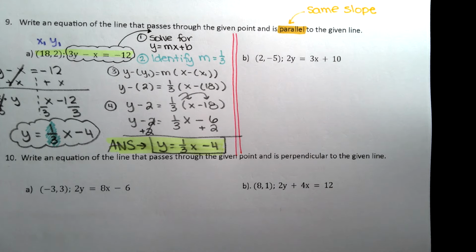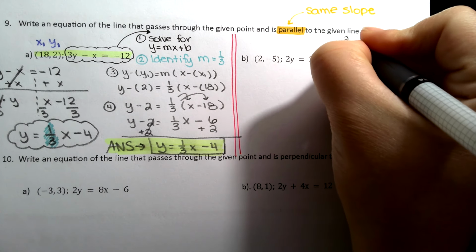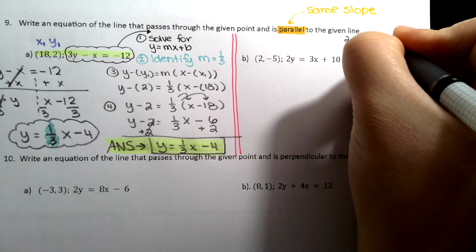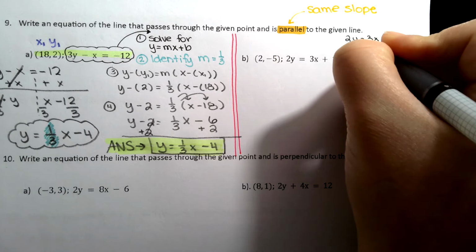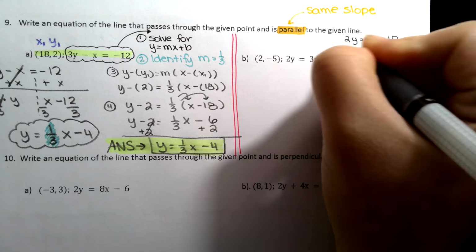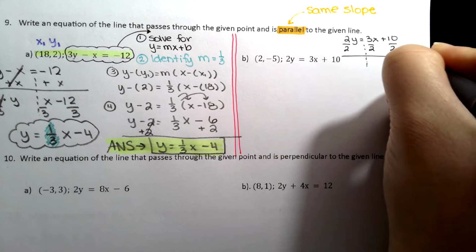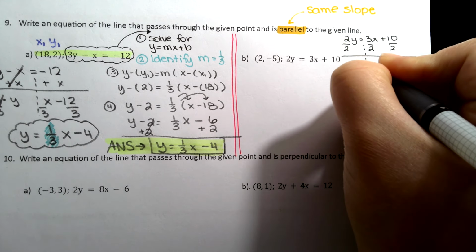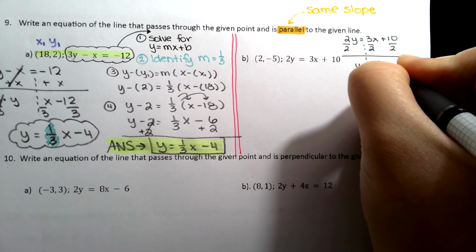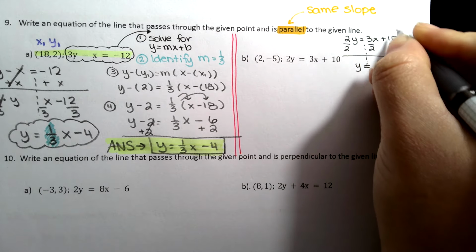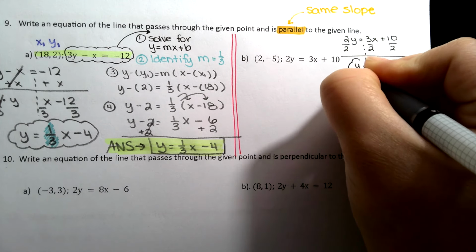We want the same slope, so we're going to use the same slope. And we're going to continue. Step number 1, we want this in y equals mx plus b format, which is your slope-intercept form. We got 2y is equal to 3x plus 10. So this one already has x and 10 on one side, so I'm just going to divide by 2. So we have y equals 3 over 2x plus 10 divided by 2 is 5.